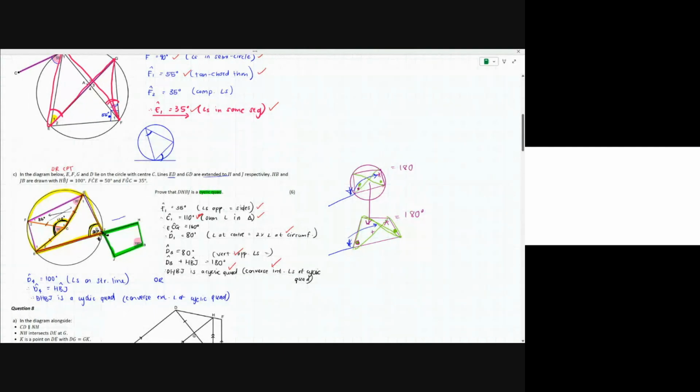Right, so it's just going back to what reasons we already know we use for cyclic quads, and then proving that the statement we would usually make is actually true. I hope that makes sense, and let me know if it doesn't. Perfect.